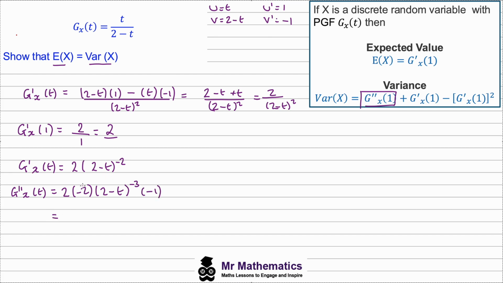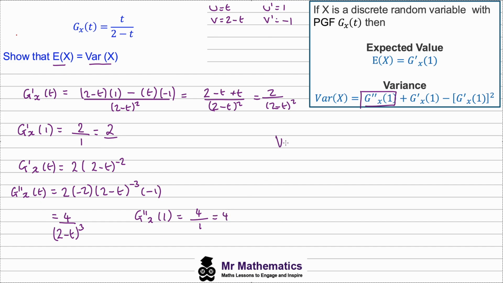So we'll have the negative 2 and the negative 1 will just make 2. So we'll have 4 over 2 minus t cubed. So we can find the derivative when t equals 1. This will be 4 over 2 minus 1 cubed. So this will just be 4.